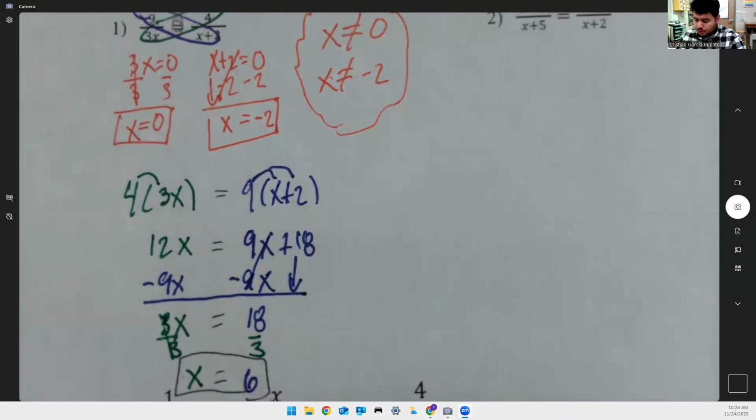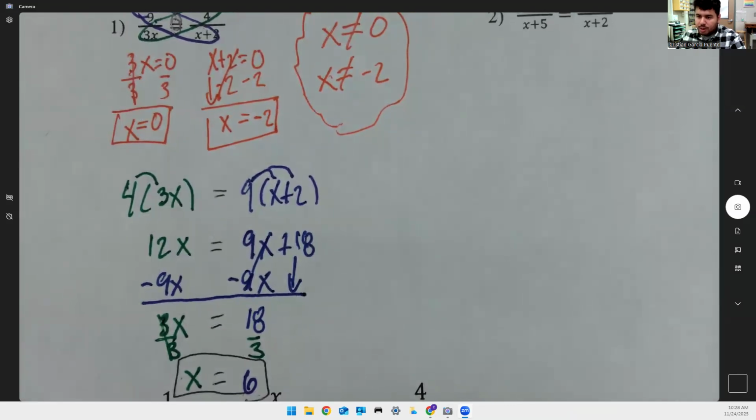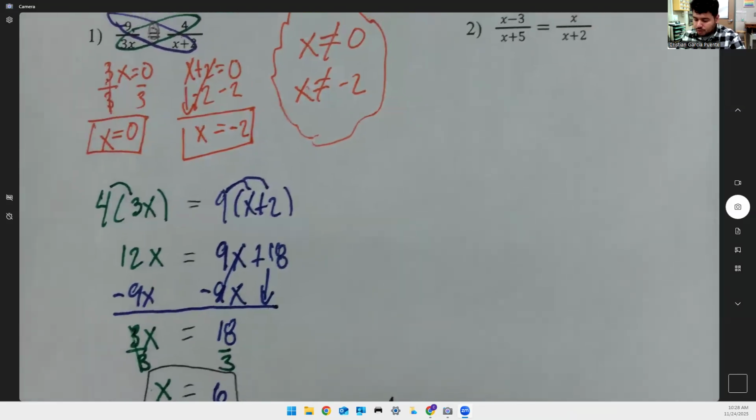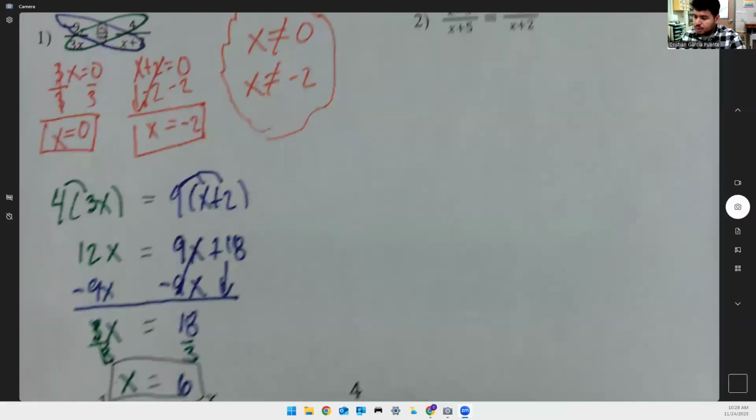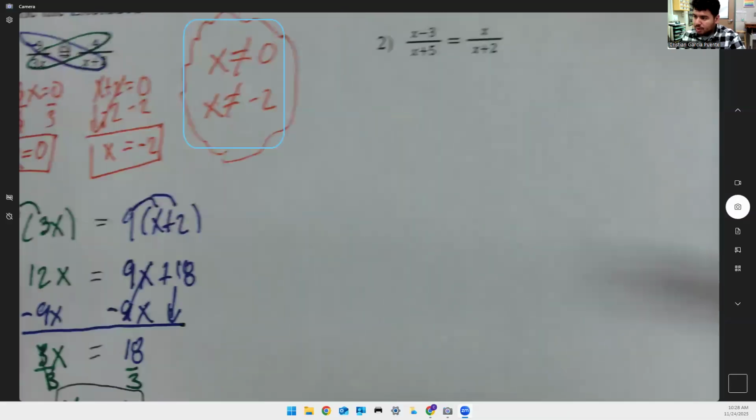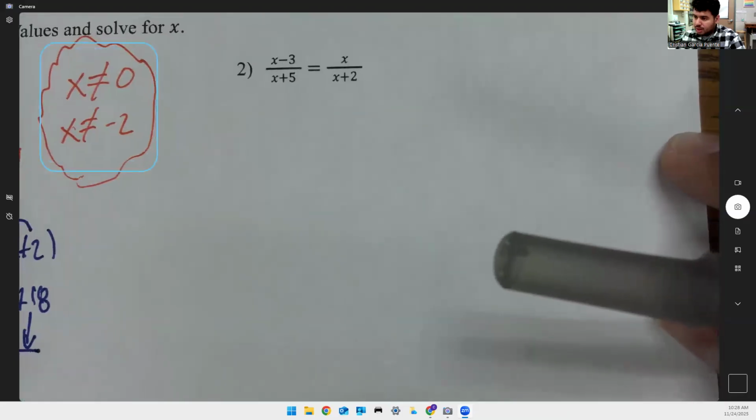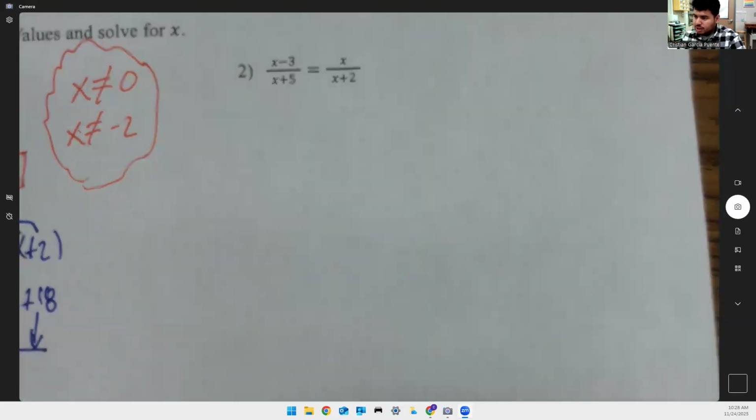So that's all we are doing on what we did on Thursday for day 2, solving rational equations. So I'm just going to move on to the second problem now that we did. Again, start by finding your excluded value. The excluded value is what makes the denominator equal to 0.